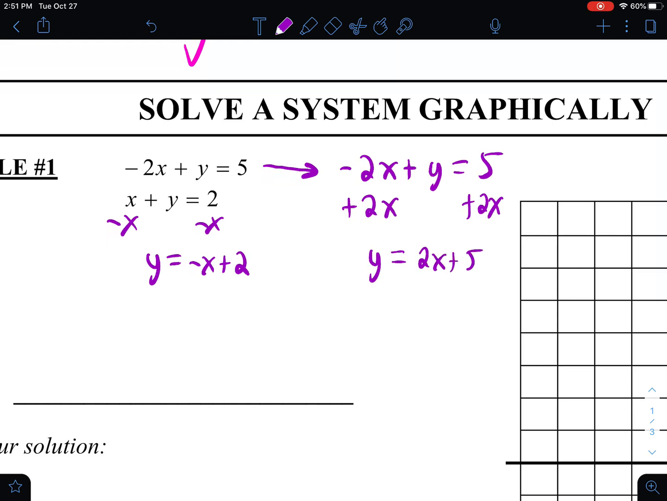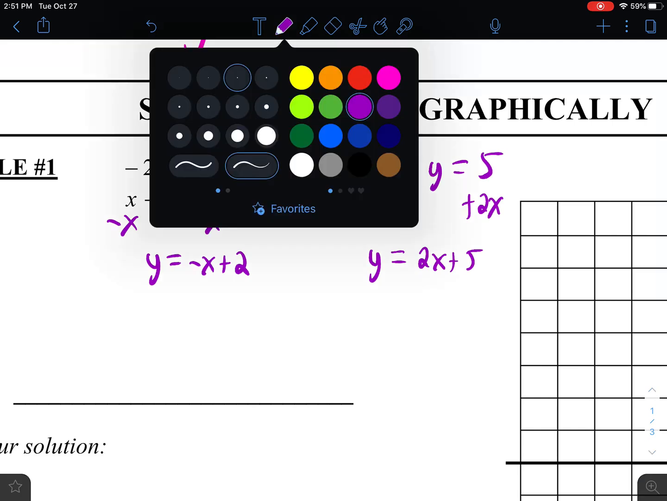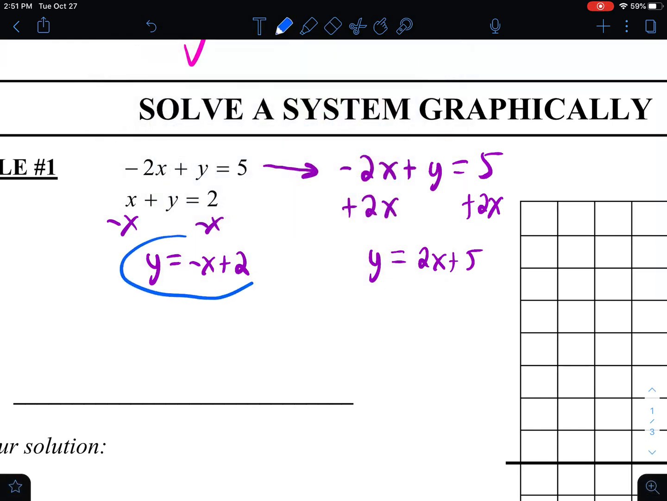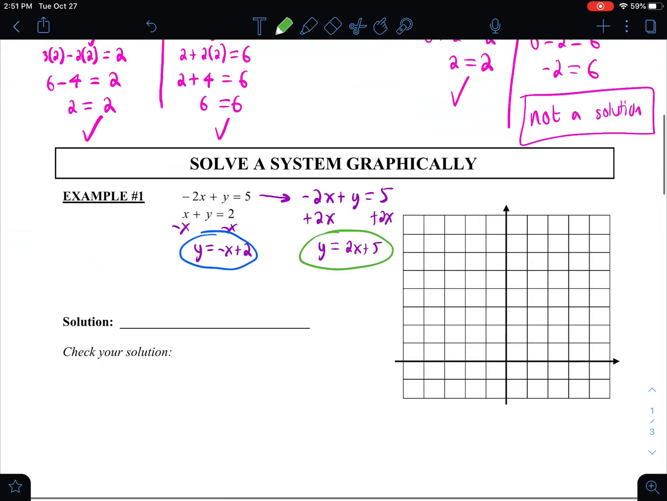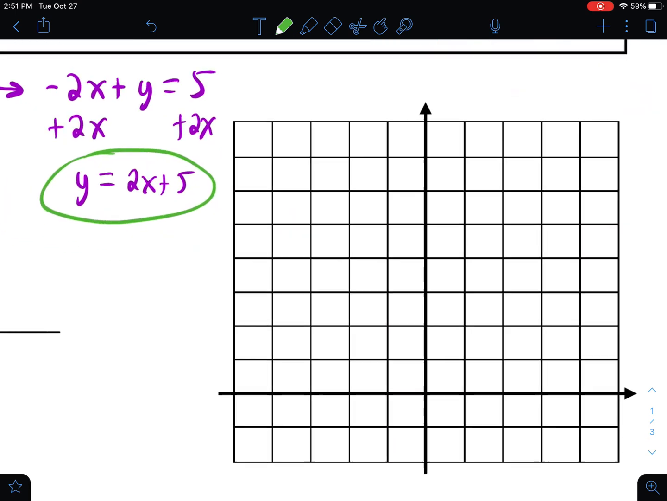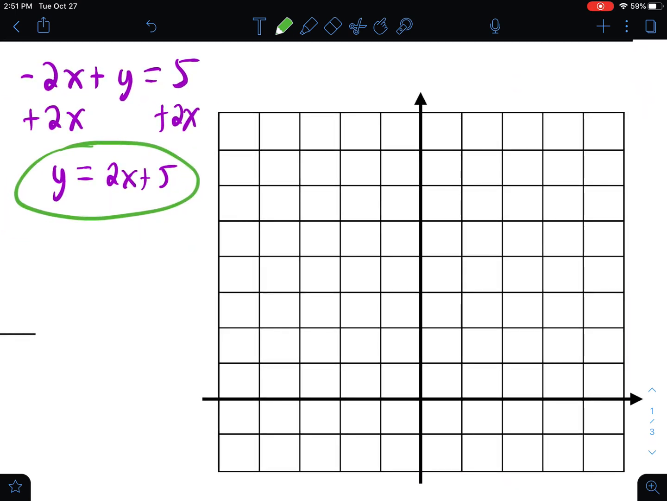Okay, so the bottom equation I'm going to draw a blue line for, and the other line I'm going to draw a green line for. Okay, so you know which ones are which. Okay, so I want to graph y equals 2x plus 5. So first point we graph is our b, right? What's our b, 2 or 5? Our b is 5. We're going to go up 5 or down 5? We're going to go up 5.